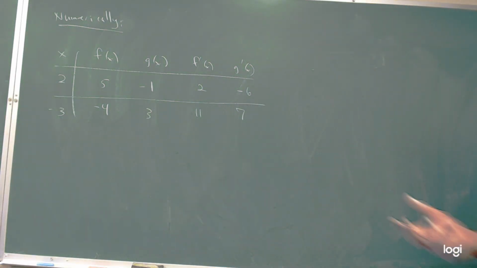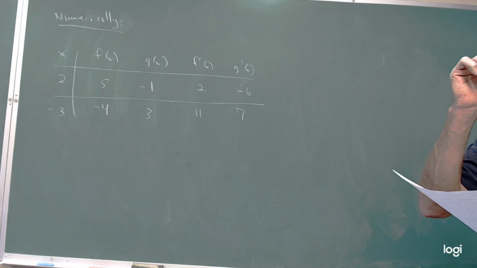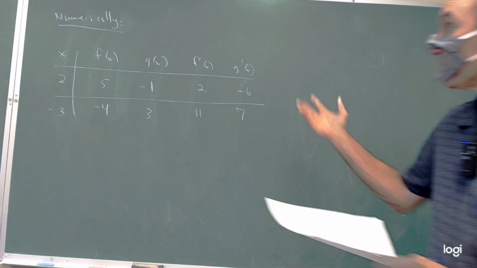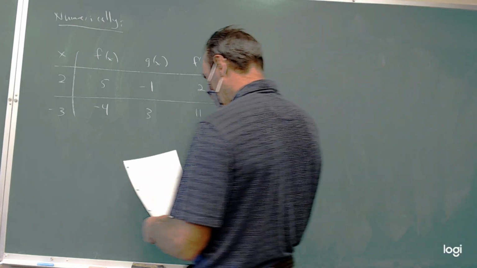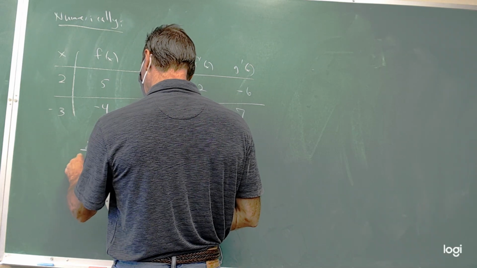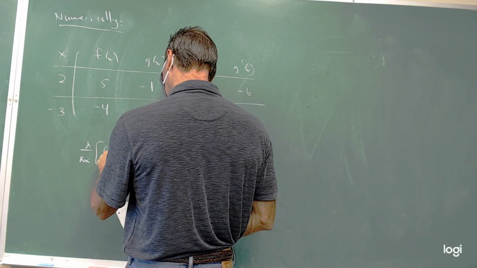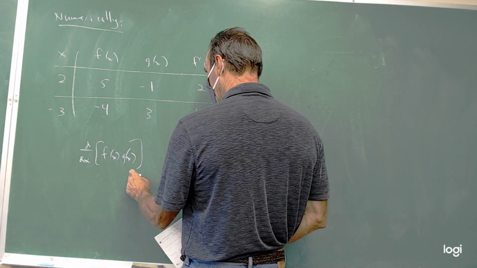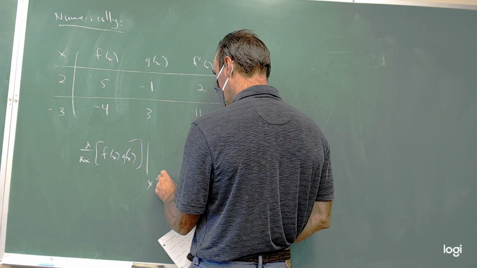We don't have equations for our functions f and g, so we can't actually find the derivative that way, but we know the values where we need them. So let's go first with a straightforward product rule. We're going to take the derivative of f times g and evaluate that at x equals 2.